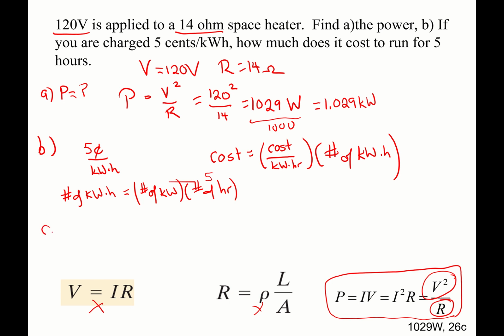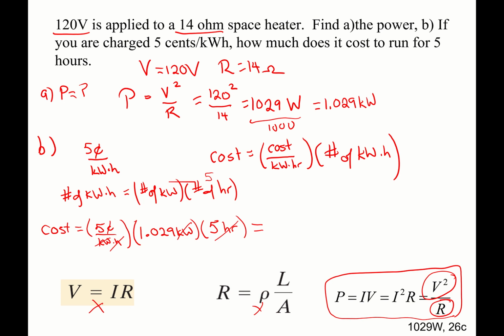So if I put that all together, the total cost on my electric bill is going to be cost per kilowatt hour, 5 cents per kilowatt hour, times 1.029 kilowatts times 5 hours. And if you look at the units, you can see the kilowatts cancel out from the numerator and denominator, the hours cancel out, and I'm left with just cents, which is what I should have if I'm doing a price.